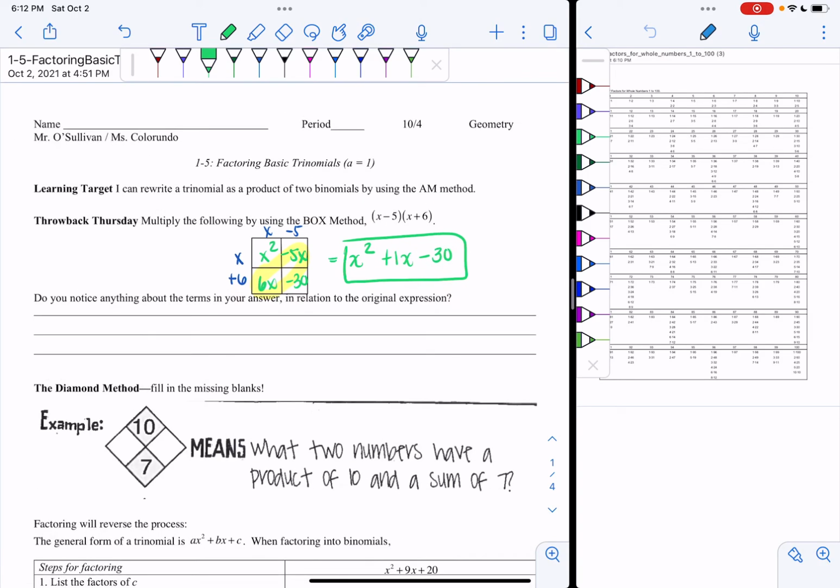So what we want to do is figure out if we notice anything in terms of our answer and the original expression. If we look, negative 5 times 6 is negative 30, and negative 5 plus 6 is 1. So basically what we're doing today is factoring. We're going to start with this and then end with what we had in the original question. So we want to find two numbers that add up to 1 and multiply to negative 30.